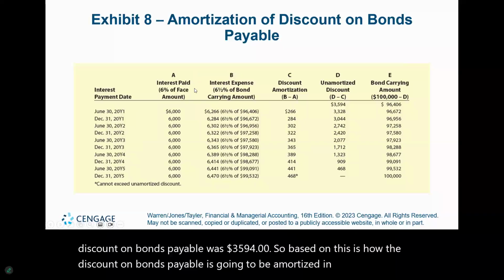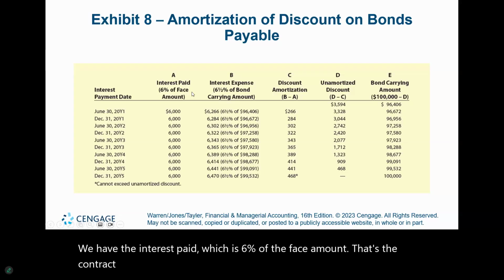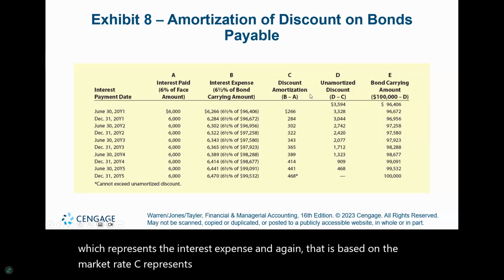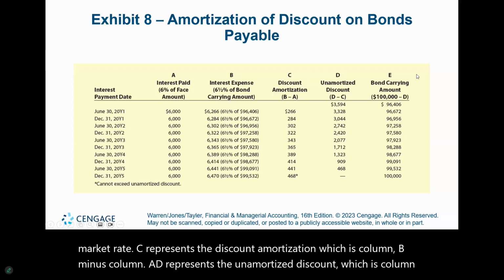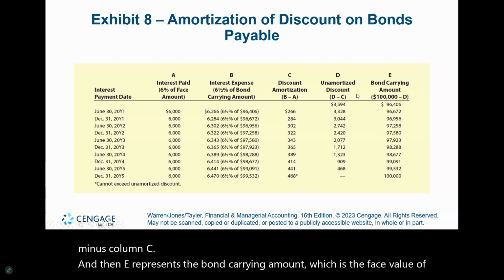In column A, we have the interest paid, which is 6% of the face amount. That's the contract rate, how much the corporation promises to pay. We have B, which represents the interest expense, and again, that is based on the market rate. C represents the discount amortization, which is column B minus column A. D represents the unamortized discount, which is column D minus column C. And then E represents the bond carrying amount, which is the face value of the bond, minus D, which is the unamortized discount.